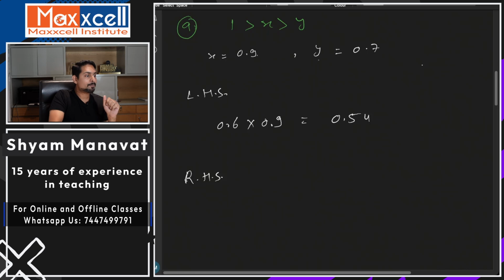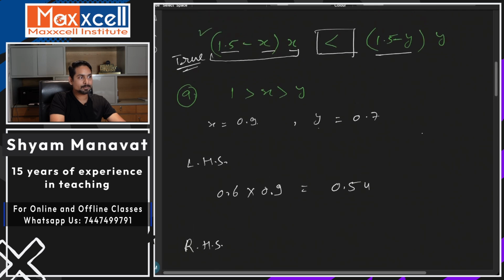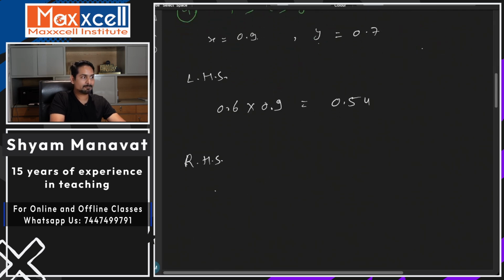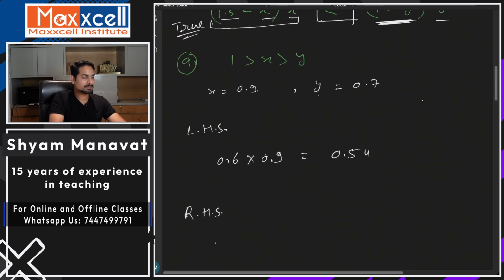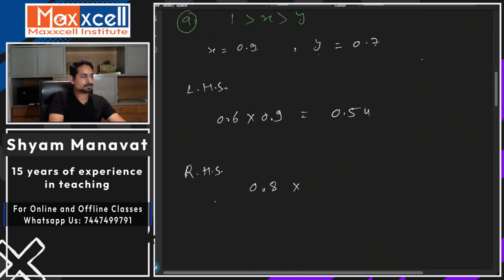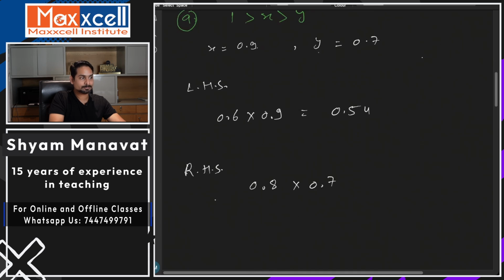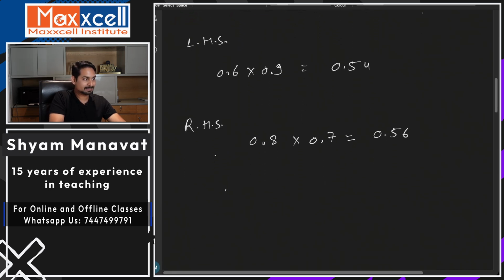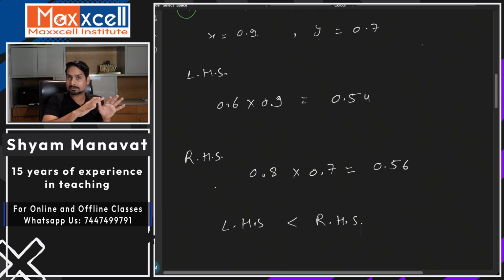Okay, be with me. So here, if we say y equal to 0.7, in that case RHS will be 1.5 minus y into y. So 1.5 minus 0.7 will get you what? 0.8, and multiply by y as it is. That's going to get you what? 0.7. Now 8 sevens are, what is that? 0.56. Yeah. In that case, do you see the LHS less than RHS working? Yeah, for this particular number working. So I hope you understood the approach.